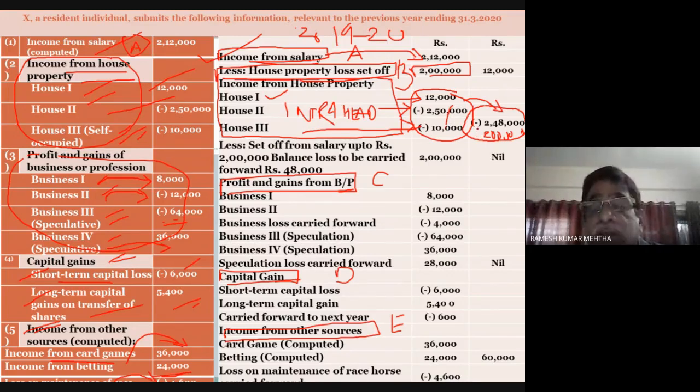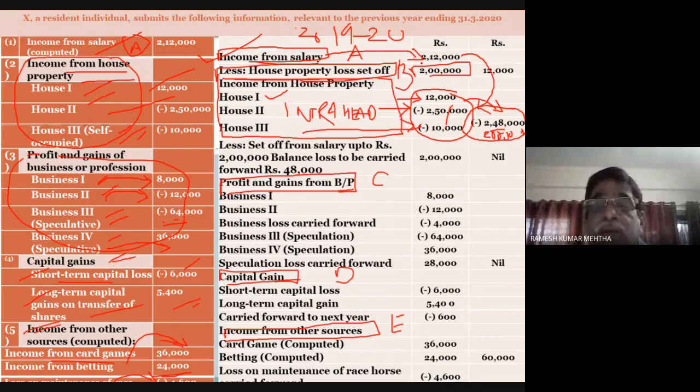In this case, the loss from house property is 2,48,000. At the same time, there is an income from salary of 2,12,000 rupees. Please remember there is a golden rule which you have to follow: the loss from house property can be set off to the tune of 2 lakh rupees against certain incomes. So out of 2,48,000, 2 lakh can be set off against income from salaries. There is a rule.